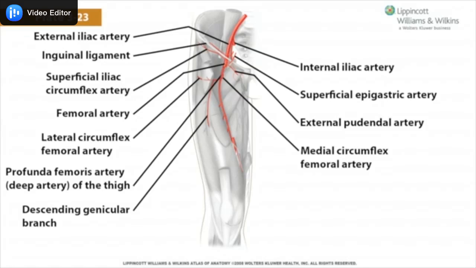The profunda femoris artery gives off 3 or 4 perforating arteries that pierce the adductor magnus muscle and provide most of the blood supply to the posterior compartment of the thigh. The profunda femoris terminates as the most inferior perforating artery. Remember that while the profunda femoris artery supplies the posterior compartment of the thigh via the perforating arteries, it does not enter this compartment itself. It remains in the anterior compartment.